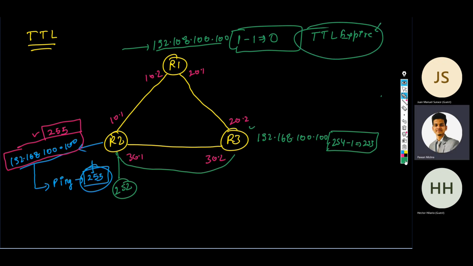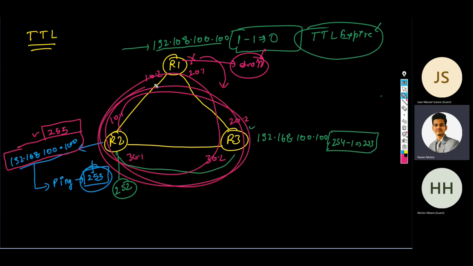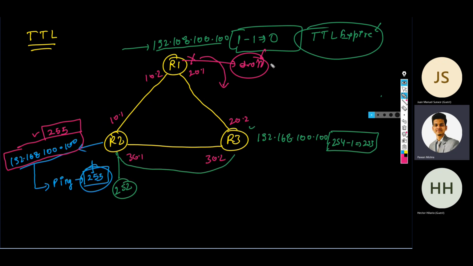TTL expired. And whenever the TTL expires, that router doesn't have the power to send this packet to the next router. It means now this router will drop the packet here. Once the packet is going around like this, circle and circle, that is a loop. But what is happening here is we are adding the concept of TTL. So once the TTL value is 0, immediately that router will stop that packet here, right?